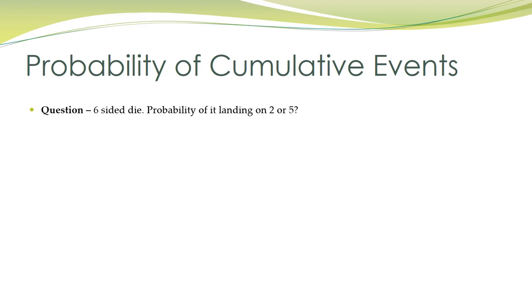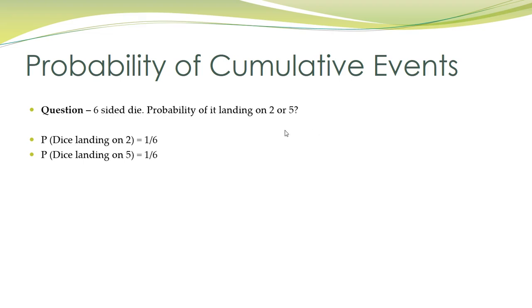So we have a regular die, 6 sides. What is the possibility of it landing on either 2 or 5? Well, what is the probability of the dice landing on 2? Well, assuming the die is fair, there are 6 sides. Therefore, the probability of it landing on 2 is 1 in 6. What is the probability of it landing on 5? Well, it's the same, 1 in 6, assuming that the die is fair.